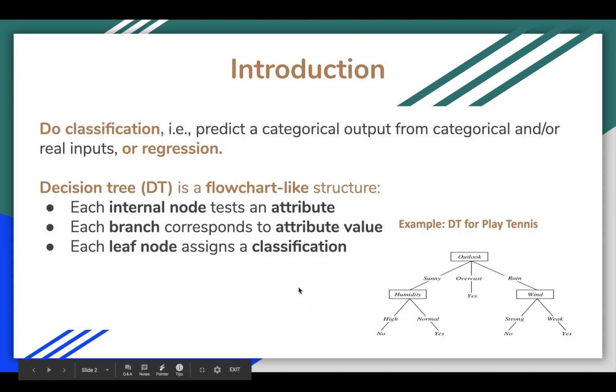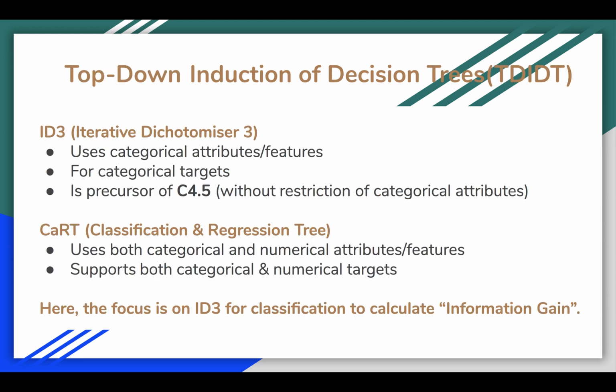So now I will introduce the decision tree algorithms. There are a lot of algorithms to build top-down induction of decision trees. The very popular one is ID3. ID3 uses categorical attributes, and it is used for categorical targets. And another one is CART. But now we just focus on ID3 for classification to calculate information gain.